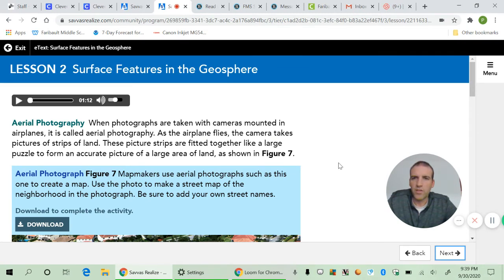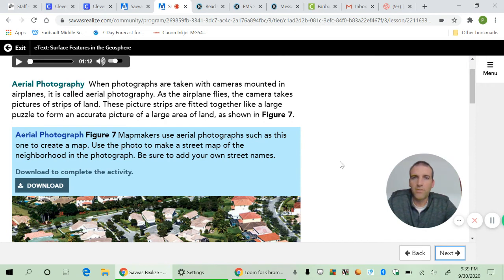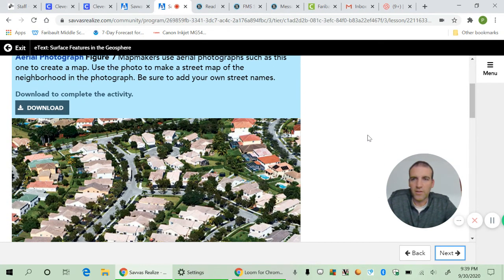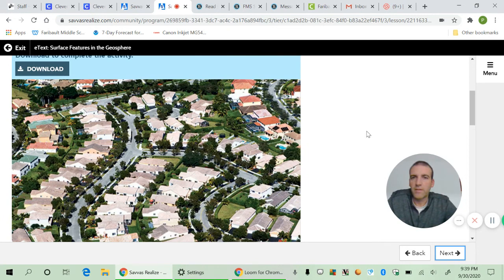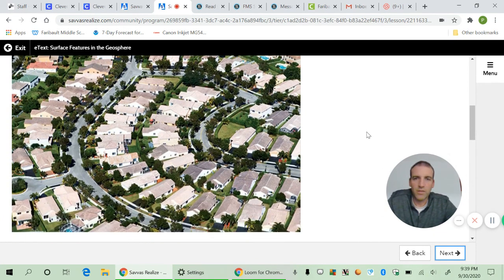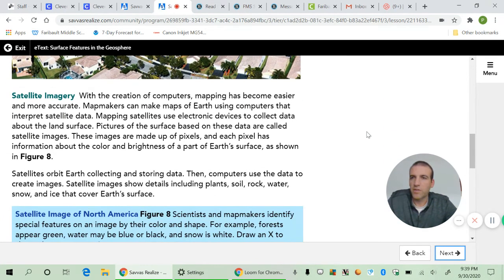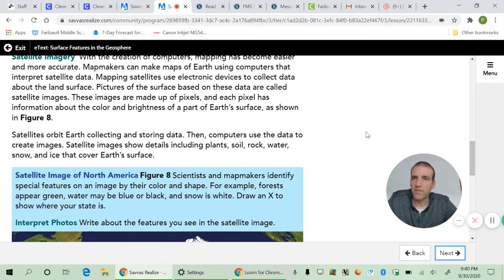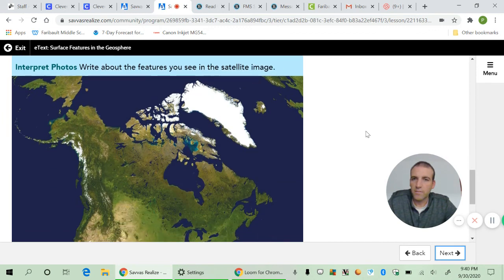Then we've got some information about aerial photography, and so how photographs are taken from cameras that are in airplanes, or sometimes they're using drones now more commonly than ever. But you can see a larger area and see how everything is laid out by looking at it from above. There's also satellite imagery, which is going to be photos taken from cameras that are found on satellites that are in space.